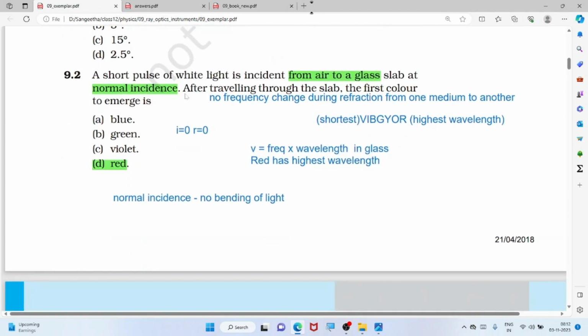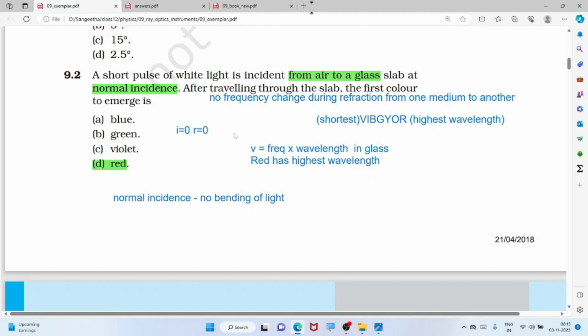A short pulse of white light. White light has many colors, but the visible colors are only 7. It goes from air to glass at normal incidence. Normal incidence means there is no bending, so it passes straight through. After traveling through the slab, which color emerges first?